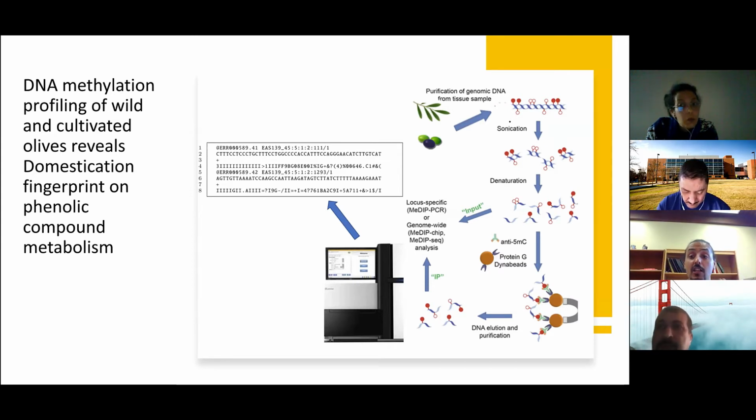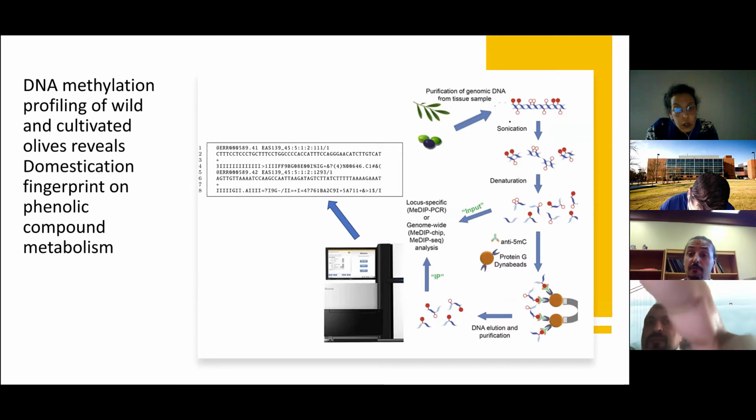MeDIP-seq is a technology that uses antibodies to immunoprecipitate the methylated DNA. How it works: we took DNA from the leaves and DNA from the fruit. The first step is sonication. You have a big piece of DNA and you want to cut it into little pieces so it's easy to process. So we cut it into pieces by sonication, using a probe that will break the DNA into little pieces.